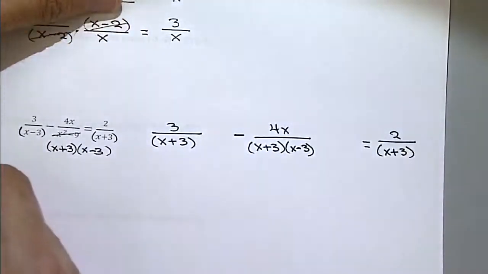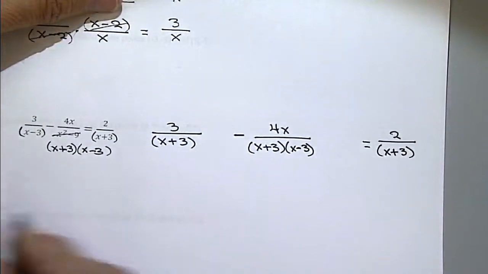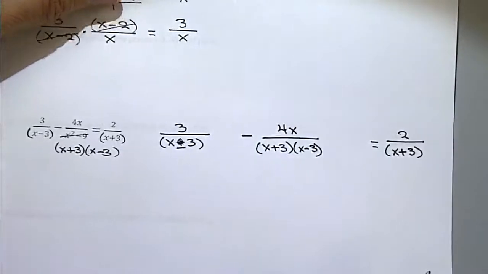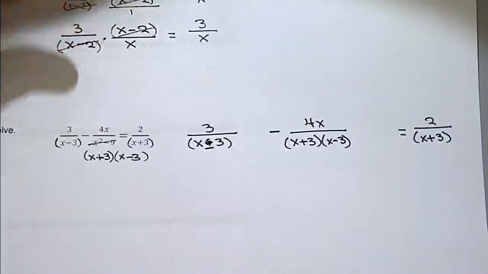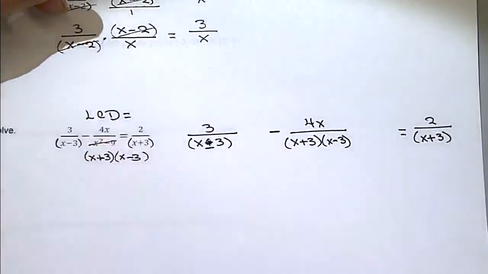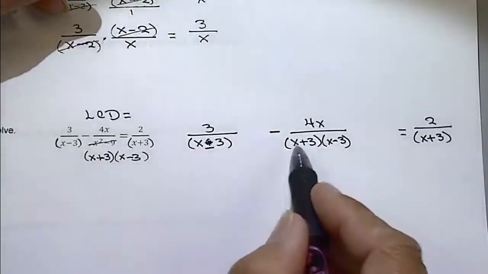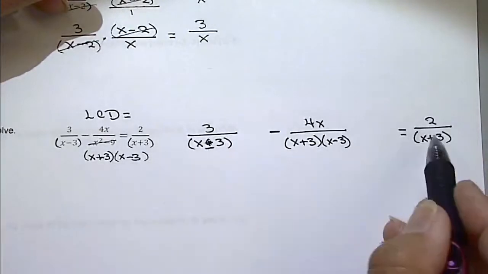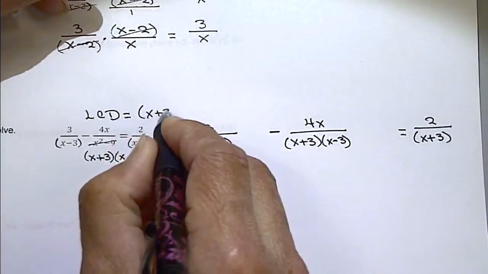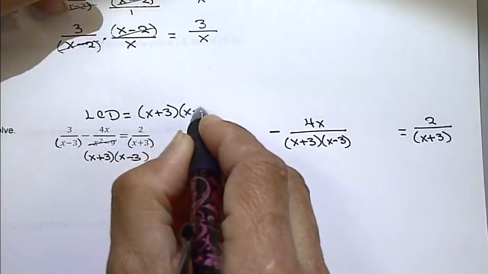Least common denominator? Thank you. That would have been a disaster. Okay, the LCD, see if I can write it so you can see it. The LCD for this thing has to include x minus 3 and x plus 3, and this one does. So that's the LCD, x plus 3 times x minus 3.